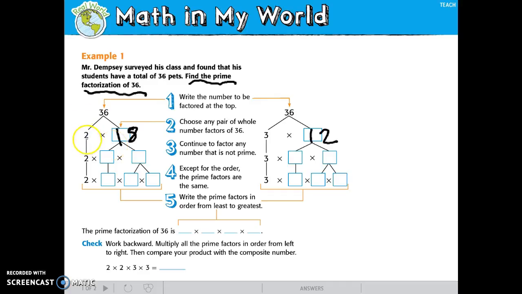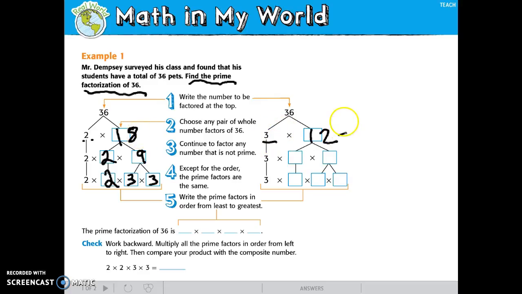And like we said earlier, 2 is a prime number, so it's done being factored. But 18 is not. 18 is composite, so we can factor that again. And we know that 18 is 2 times 9. And 2 is prime, so we're just going to bring it straight down. It can't be factored anymore. And the 9, even though it's odd, is a composite number because we can multiply 3 times 3 together to get 9.